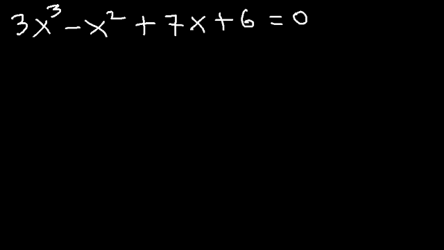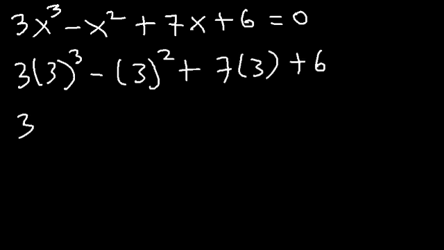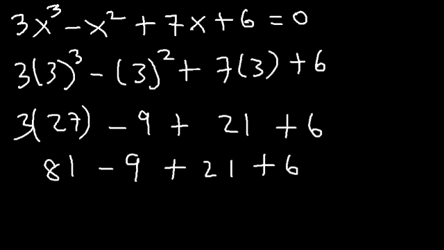Now let's try 3. If you don't have access to a graphing calculator, this is what you're going to have to do. Now what's 3 to the third power? 3 times 3 times 3 is 27. 3 squared is 9. And 7 times 3 is 21. Now 3 times 27 is 81. So at this point, you can see that 81 is a very large positive number, and there's no way this is going to equal 0. So 3 is not going to work.